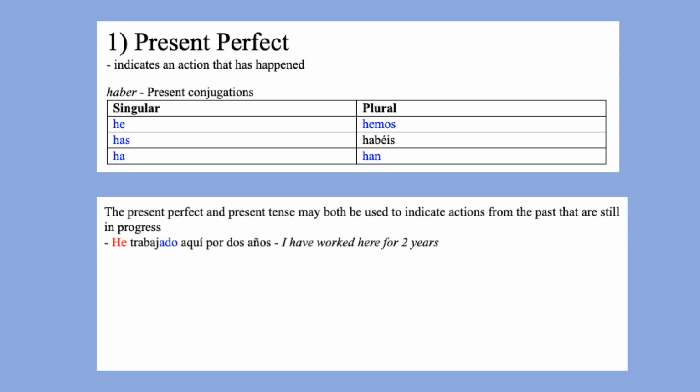The present perfect and present tense can both be used to indicate past actions that are still in progress. He trabajado aquí por 2 años. Or, hace 2 años que trabajo aquí.